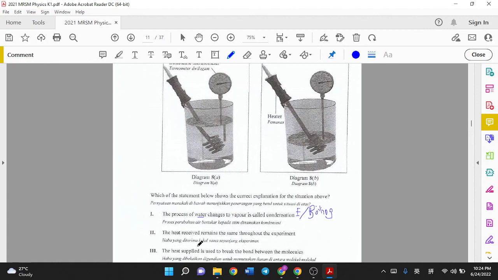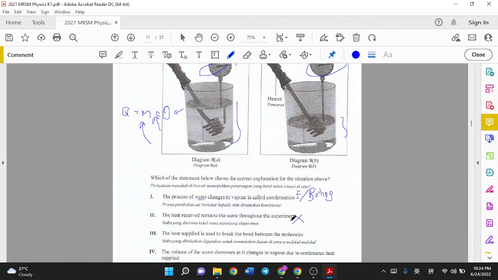The heat received remains the same throughout the experiment. This is wrong because we know that Q equals mc theta. Your temperature is maintained constant, and the specific heat capacity for the same liquid should also be constant. They are the same, but the mass here is changing. The mass is decreased, so the heat energy supplied should not be the same.